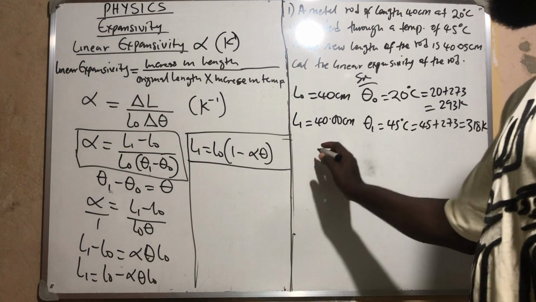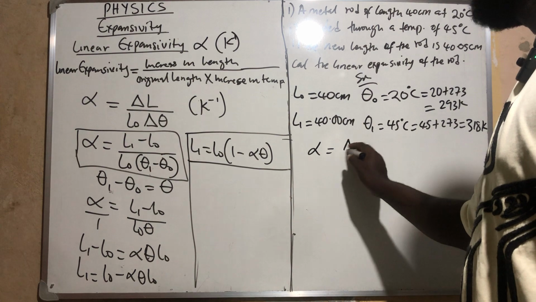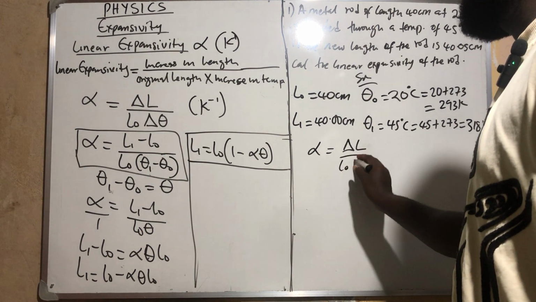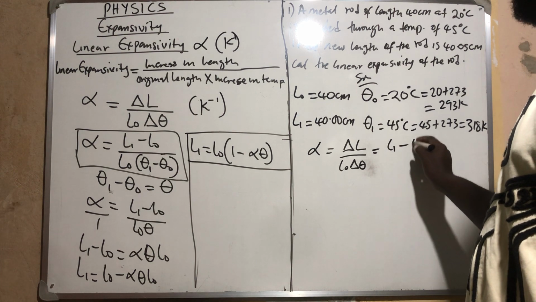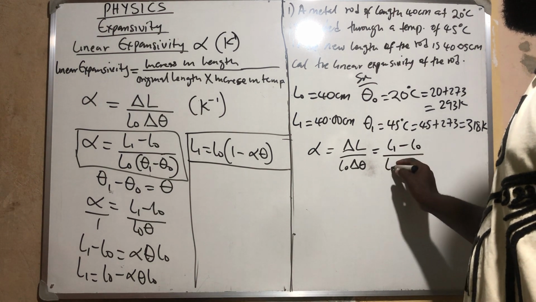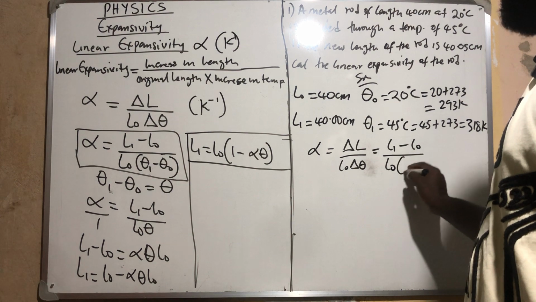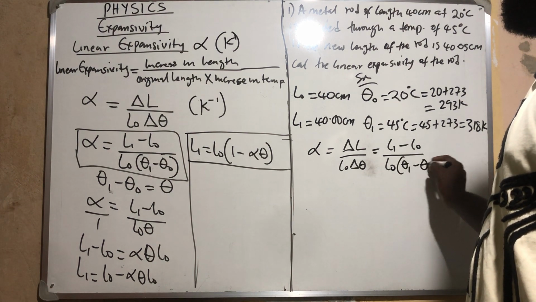So I know my formula that says that linear expansivity is the change in length over the original length, then the change in temperature. So what do I have? L1 minus L0 all over L0, then in bracket theta 1 minus theta 0.